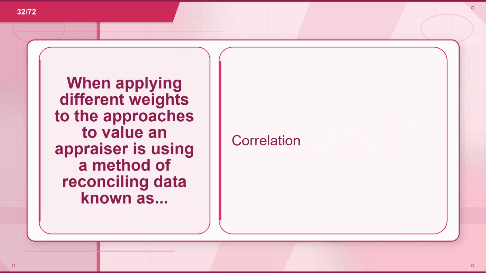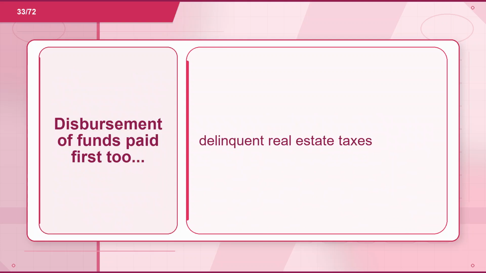$1,440. Flashcard 32. Term: when applying different weights to the approaches to value, an appraiser is using a method of reconciling data known as... Definition: correlation. Flashcard 33. Term: disbursement of funds paid first to... Definition: delinquent real estate taxes.